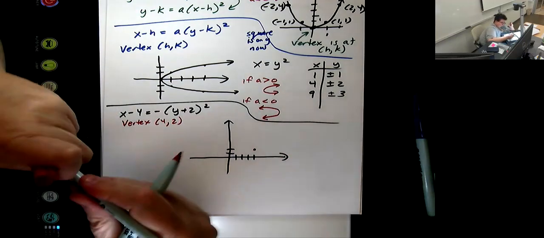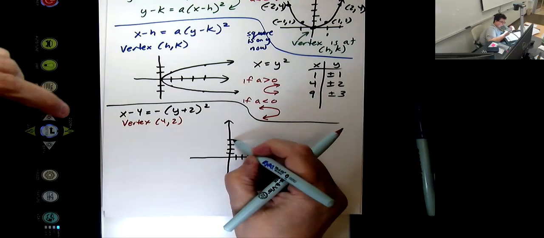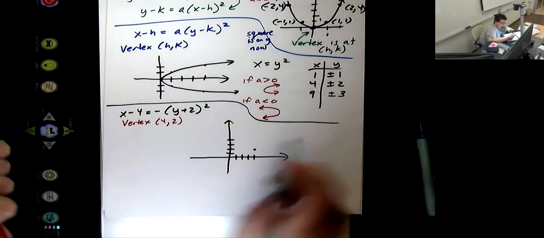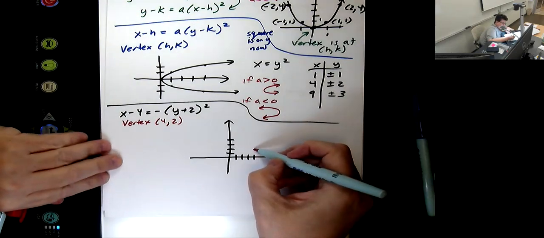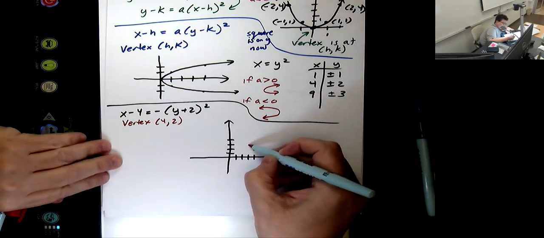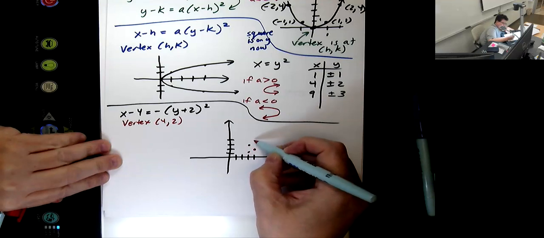And from there, a is 1. There's no more scaling on it. So we go up or down 1, left 1. Up or down 2, left 4.